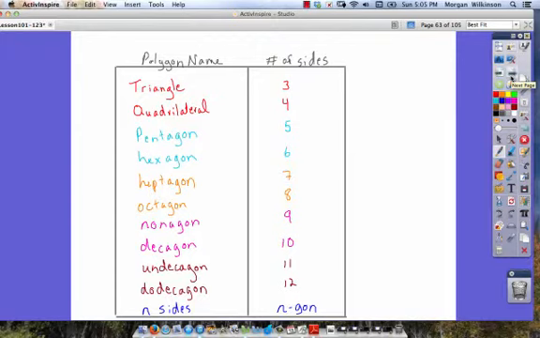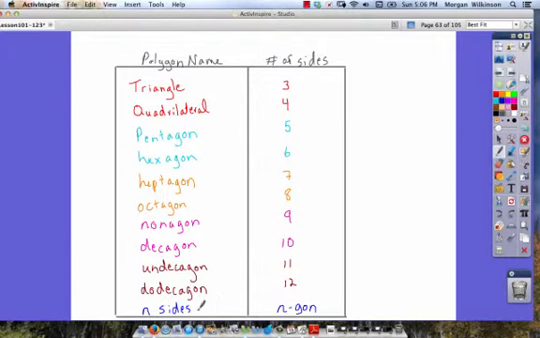So we've got different types of polygons. For this table, please pause the video at some point to make sure that it gets into your notes. We know that polygons are named based on the number of sides. So we have 3 sides, we've got a triangle, 4 sides is a quadrilateral, 5 sides is a pentagon, and 6 sides is a hexagon. 7 sides, that's a heptagon, 8 sides is an octagon, 9 is a nonagon, and 10 is a decagon. 11 is an undecagon, and 12 is a dodecagon.